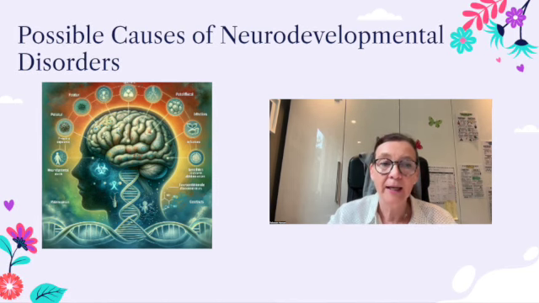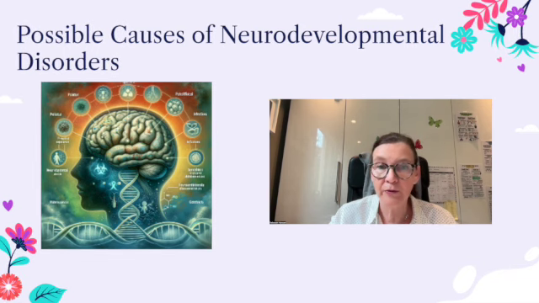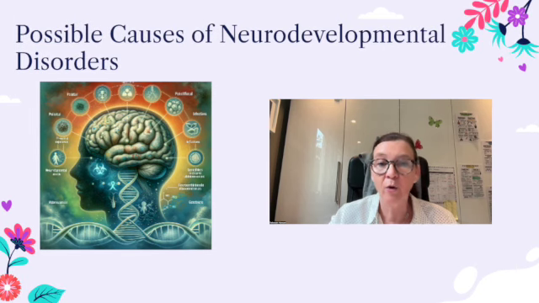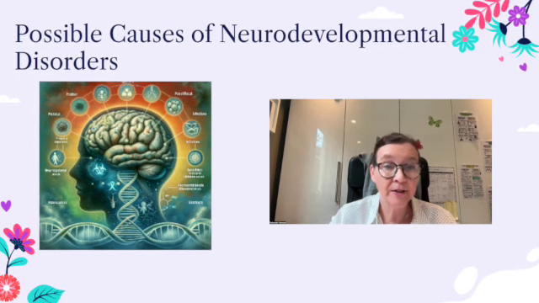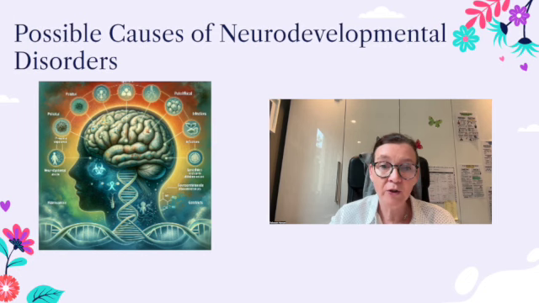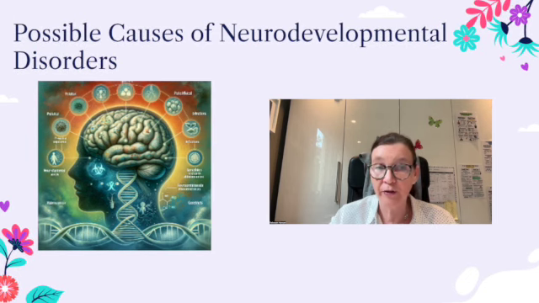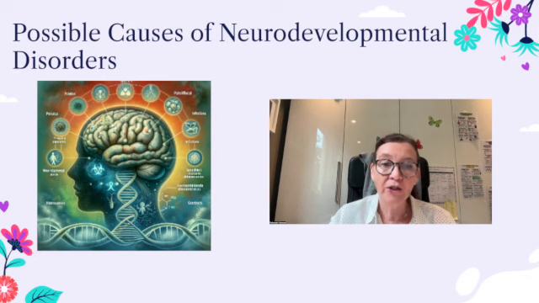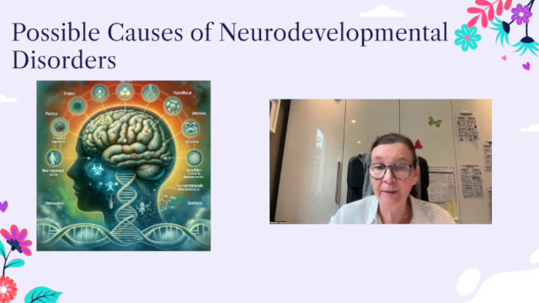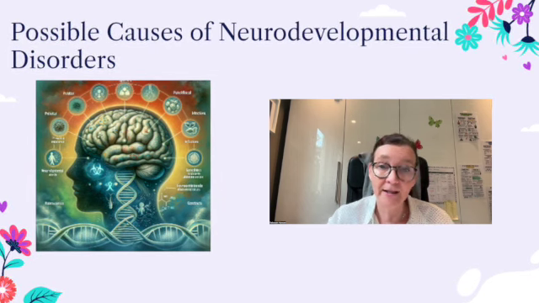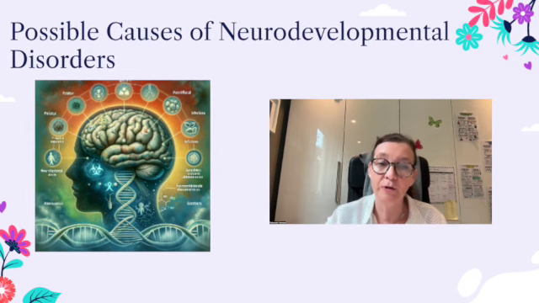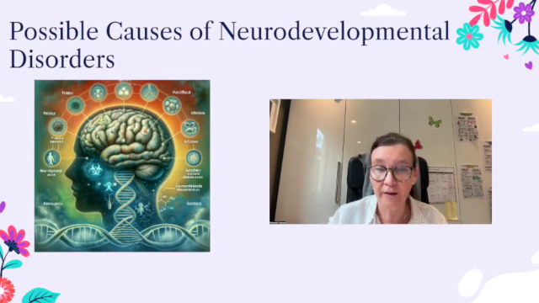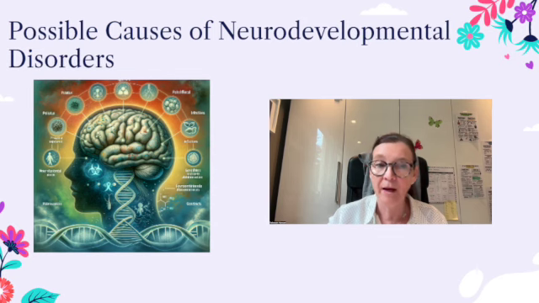So, for example, exposure to toxins, substances like lead, mercury, or air pollutants can interfere with brain development, increasing the risk of conditions like ADHD or learning disabilities. Maternal substance use or infections. When a mother consumes alcohol, smokes, or uses drugs during her pregnancy, or she has an infection, for example, like rubella, it can impact fetal brain development.